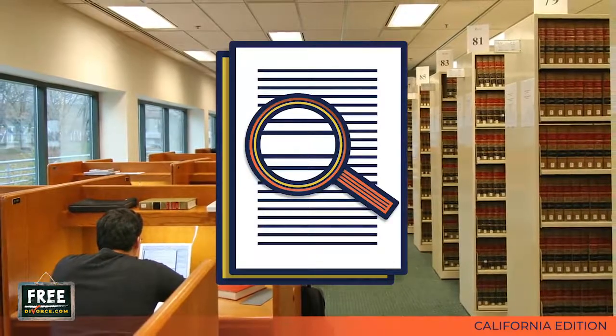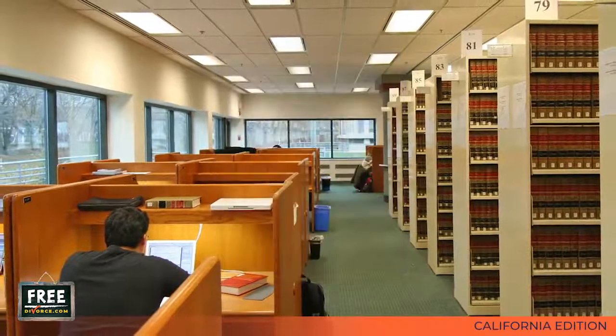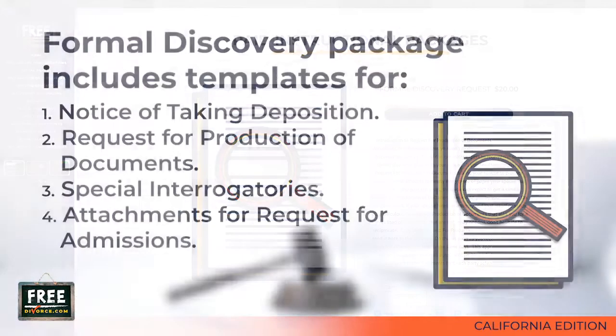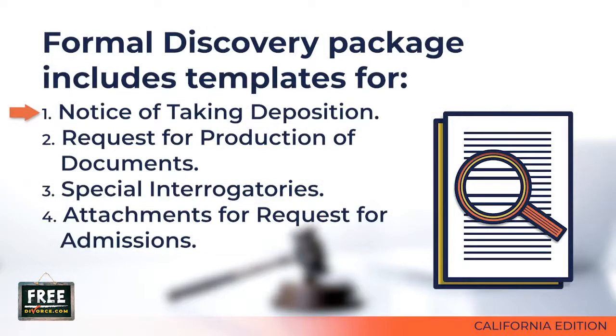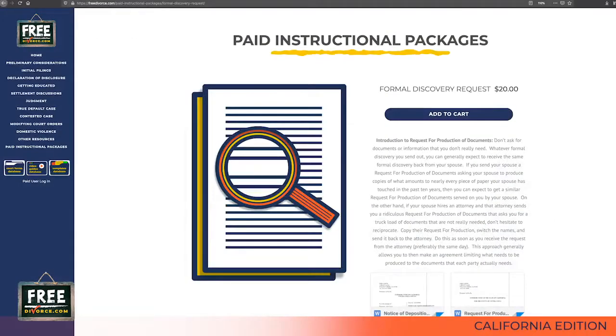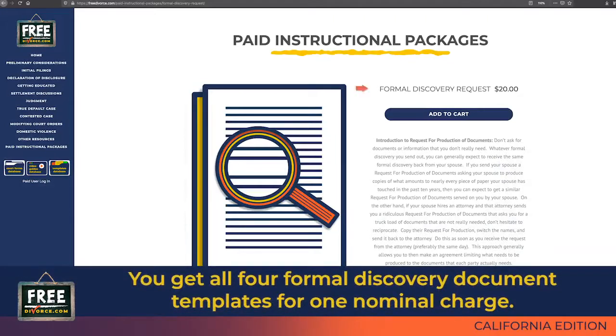If you don't want to spend many hours reading discovery form books at your local law library, we offer, for a nominal charge, the following sample formal discovery documents in a template form. 1. Notice of taking deposition. 2. Request for production, inspection, and copying of documents, records, and things. 3. Special interrogatories. And 4. Attachment number 1 for a request for admissions, and attachment number 2 for a request for admissions. Our package includes a sample of each document. You get all 4 documents for one nominal charge.